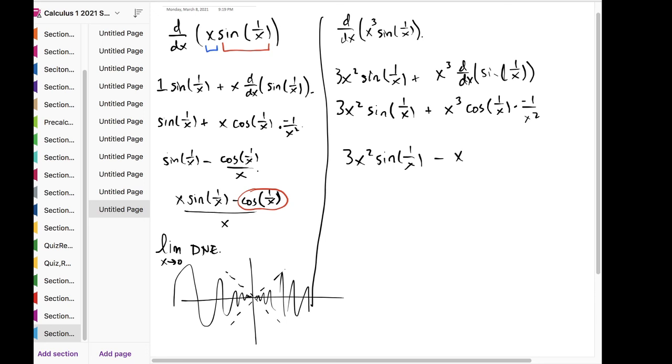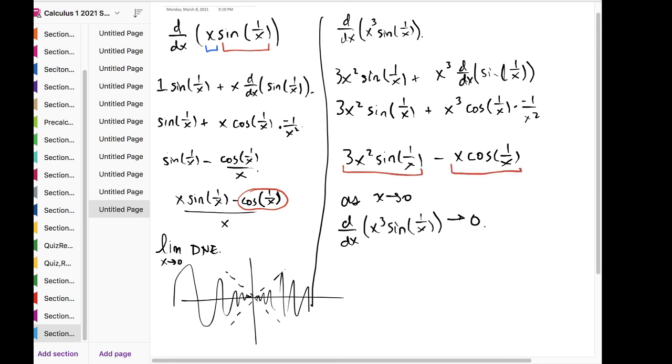Now this is suddenly, this limits to 0. Can someone tell me why this limits to 0? It's the squeeze theorem. See the x's in front of each of them? These make them go to 0. Yeah, good. And same thing for cosine, yeah.